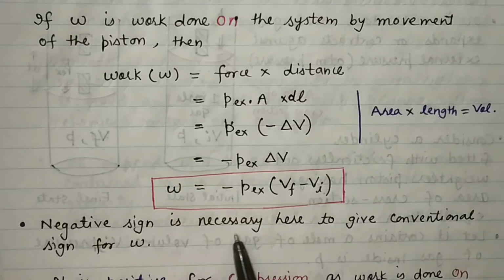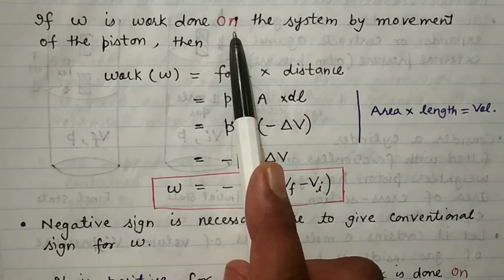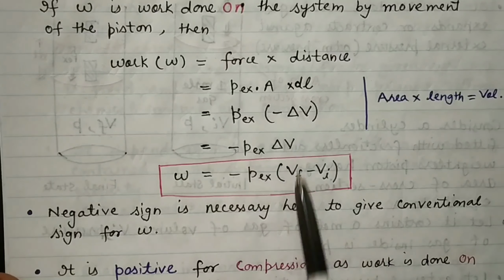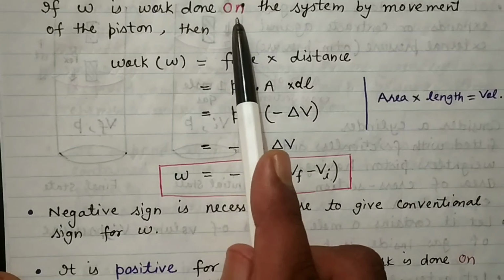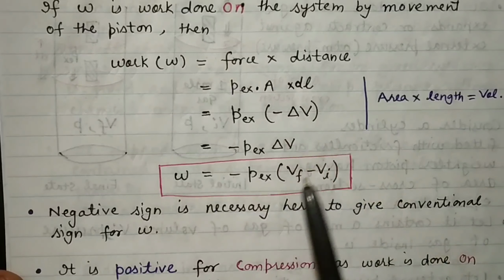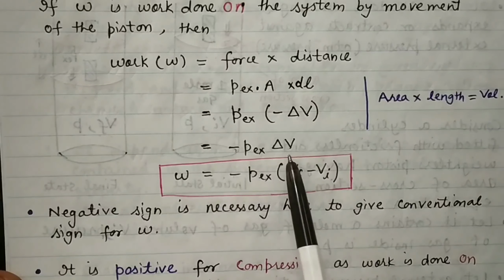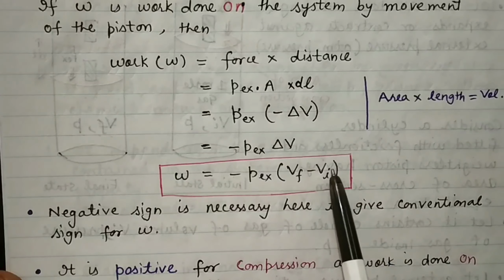This negative sign is necessary here to give the conventional sign of W, because here the work is done on the system, so the value of work done will be positive. We have taken the negative sign in order to satisfy the sign convention. After multiplying, P external delta V, and here W is equal to minus P external (VF minus VI).